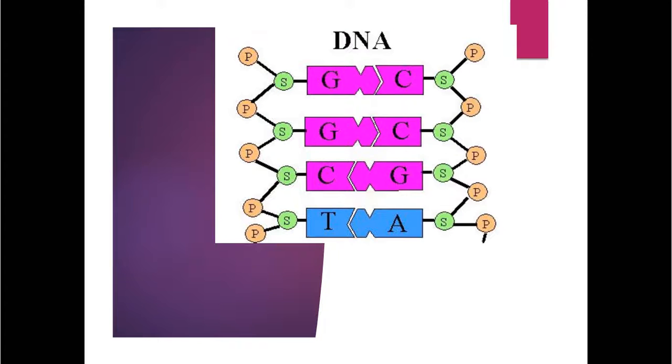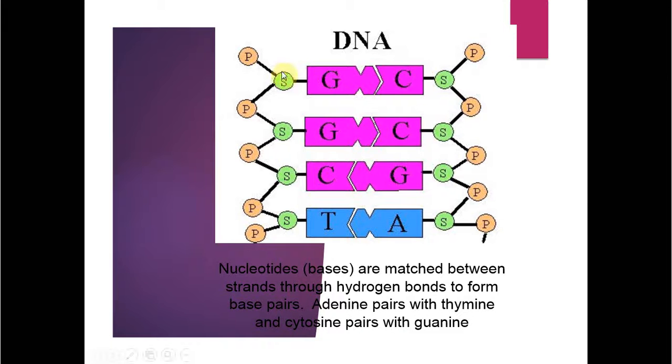This is the simplified structure of the DNA. Here we see that guanine is paired with cytosine and thymine is paired with adenine. There are 2 hydrogen bonds present between thymine and adenine, while 3 hydrogen bonds are present between guanine and cytosine.